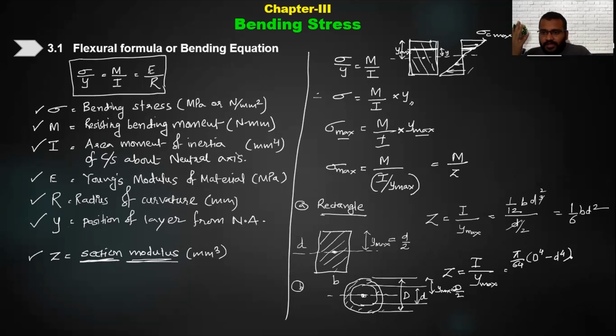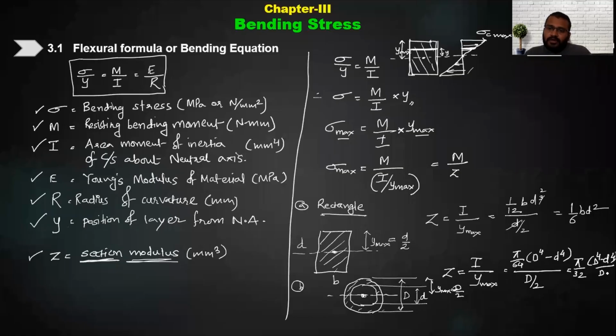As you do it for centroids, it's the same way for inertia. Pi by 64 d raised to 4 is the formula, and why the minus? Because the hollow section has to be subtracted, and upon y maximum, which is only D by 2. Now here in this case cancellation will not happen, it will be pi by 32 capital D raised to 4 minus small d raised to 4 upon capital D, and in this way we can find out the section modulus.